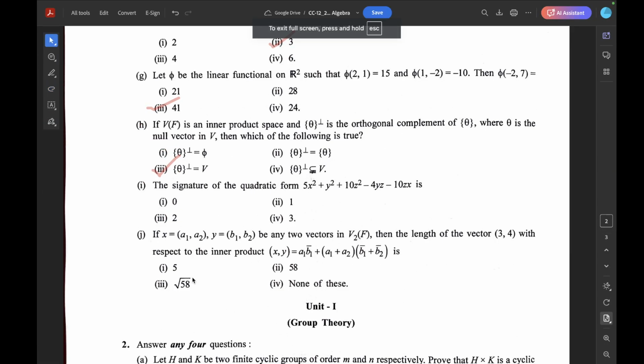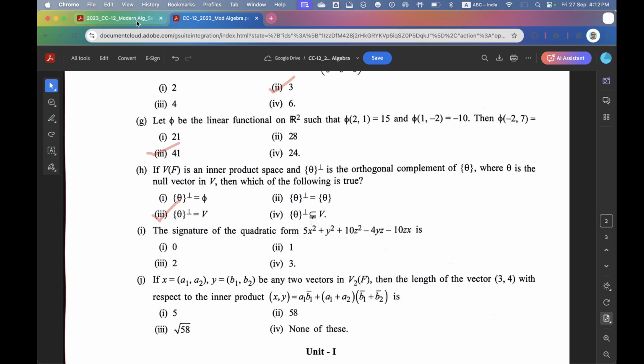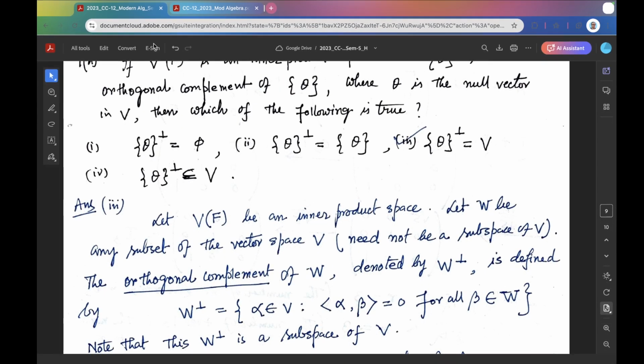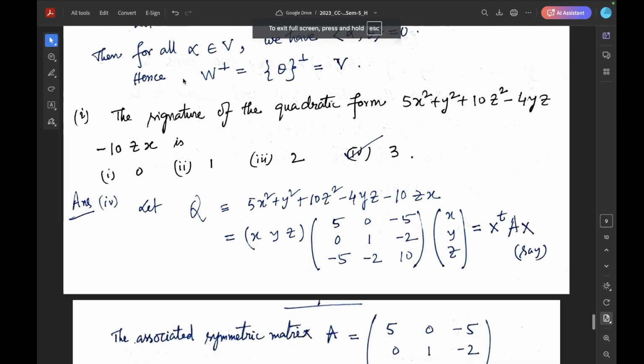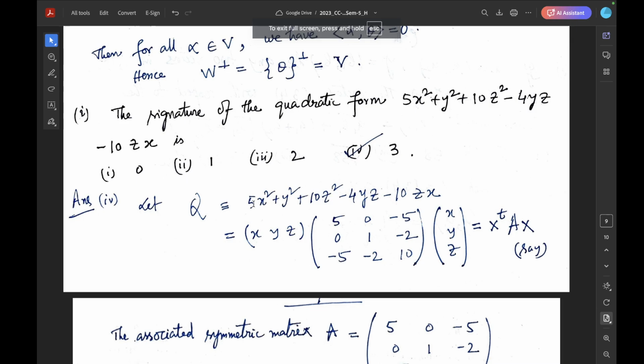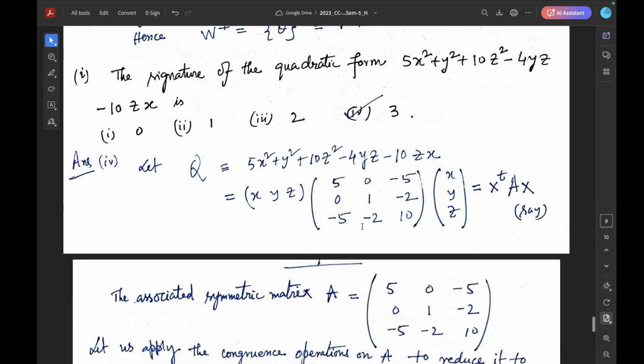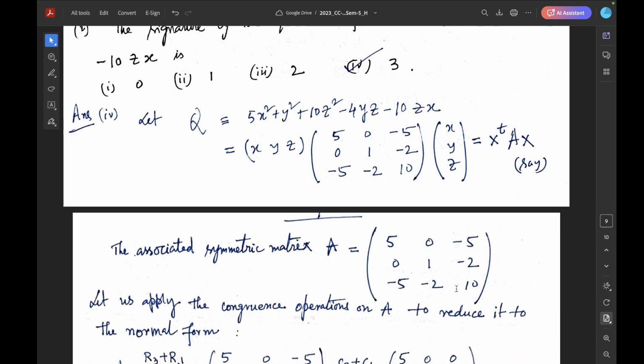Next question I. The signature of the quadratic form 5x square plus y square plus 10z square minus 4yz minus 10zx is? Let Q be the quadratic form. We can write the corresponding symmetric matrix as A equal to 5 0 -5, 0 1 -2, -5 -2 10.